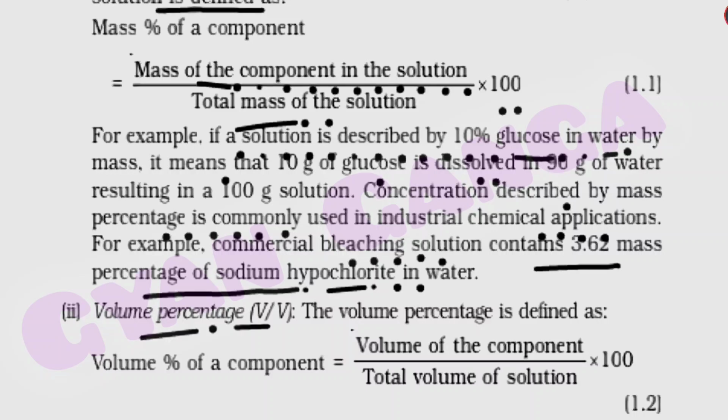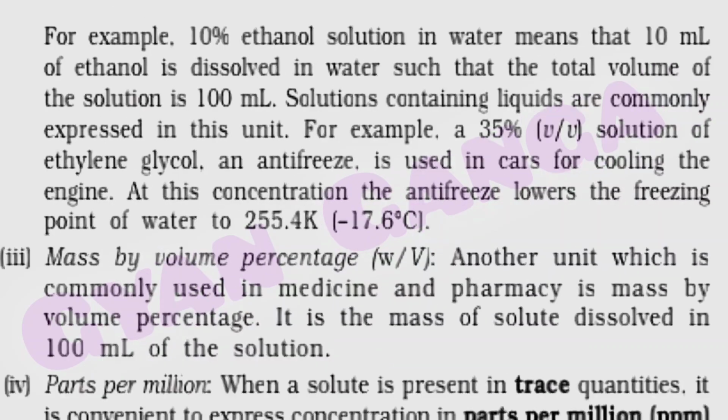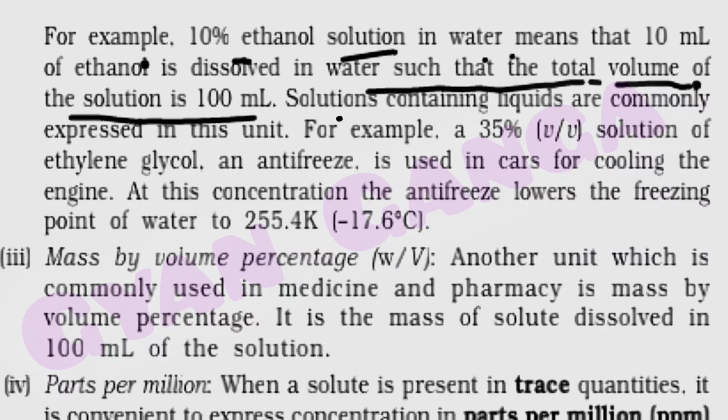Volume percentage. The volume percentage is defined as volume percentage of component equals volume of the component by total volume of solution into 100. For example, 10% of ethyl alcohol in water means that 10 ml of ethanol is dissolved in water such that the total volume of the solution is 100 ml. Solutions containing liquids are commonly expressed in this unit.